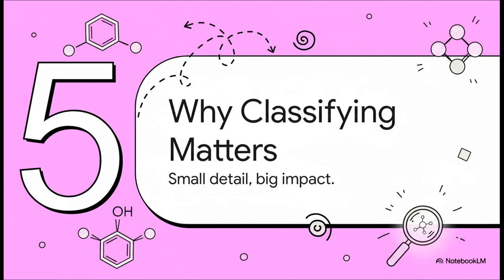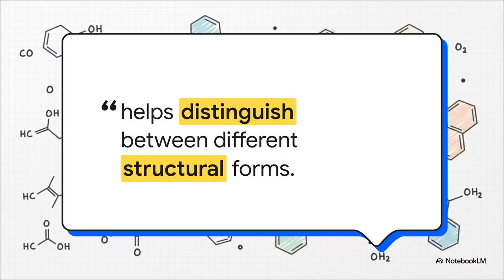Why do we care so much about this? Why does the difference between an aldohexose and a ketohexose actually matter in the real world? Well, here's why. Because these names aren't just labels for a textbook. They describe the molecule's actual physical shape. And in biology, shape is everything. It determines how these molecules behave, how they react, and how our bodies can actually use them for energy.